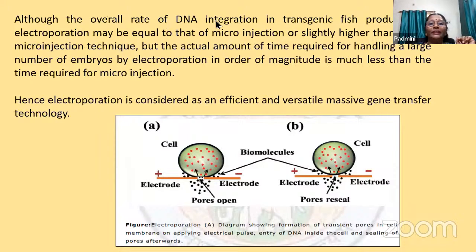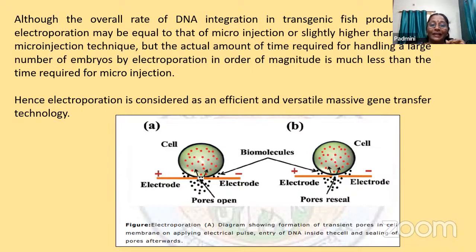Although the overall rate of DNA integration in transgenic fish produced by electroporation may be equal to that of microinjection or slightly higher, the actual amount of time required for handling and the number of embryos by electroporation, in order of magnitude, is much less than the time required for microinjection. So what he's saying is this particular technique is much more rapid, and you can do n number of eggs very, very fast, because in microinjection, you have to hold one egg and introduce it. But in this method, you are going to complete a large number of eggs in a very limited time period. So that is what it says.